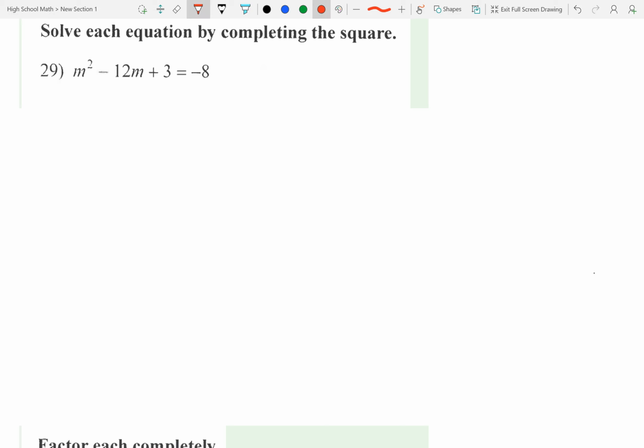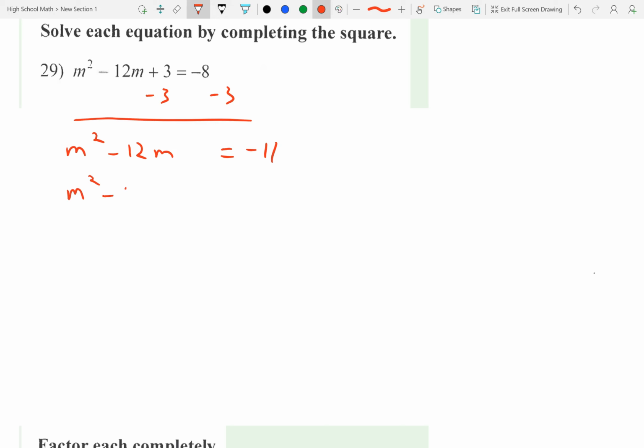Hopefully you remember step 1 of completing the square. We'll collect our variables on one side, our constants on the other. So we need to subtract 3 in this case. So we're left with m squared minus 12m equals minus 11. Next we add in our box number.